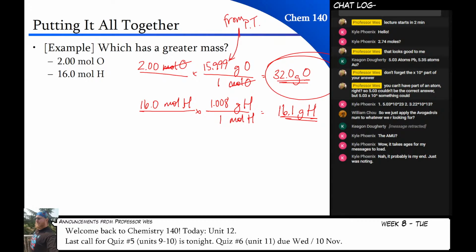So those are the types of problems we could do. That's a very simple one. Turn moles into grams. Okay, we did it.